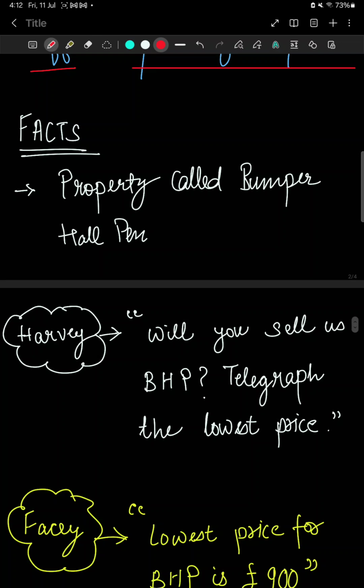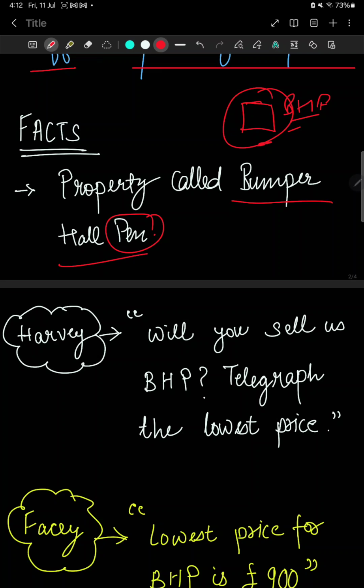So in this case, there was one property named Bumper Hole Pen. It is not a pen, it's the name of a property. This property was the subject matter of this case law, and there are two people, one is Harvey and one is Facey. Harvey and Facey.